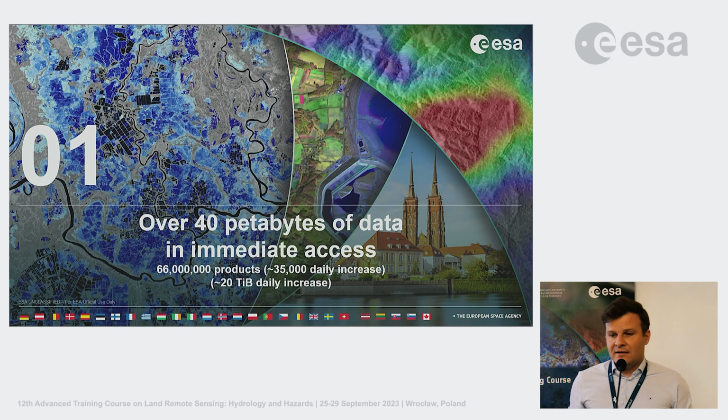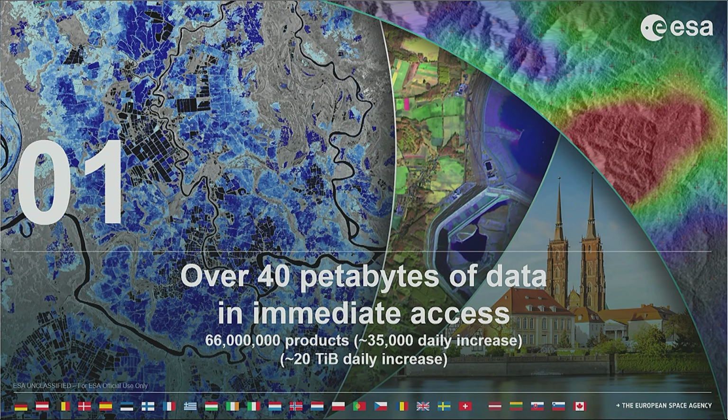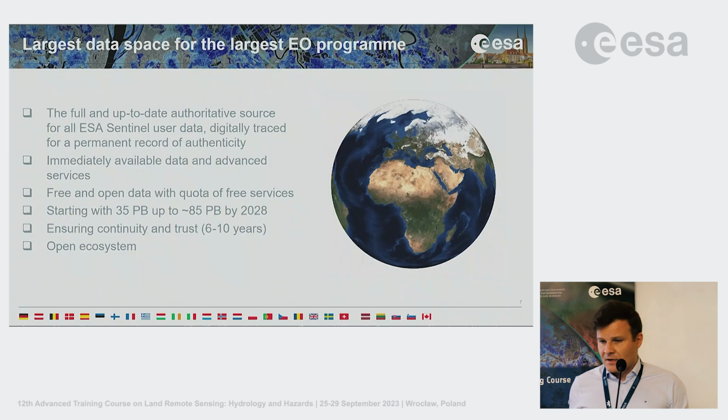First of all, for the first time, you will have access to all this Sentinel data immediately, so you don't need to order it. We talk about, at the moment, almost 40 petabytes of data in immediate access. As already said today, there is around 20 terabytes of daily increase of this repository. And this will probably be much more later on when the ESA Copernicus satellites come in. For example, the hyperspectral one will be really huge in terms of volumes.